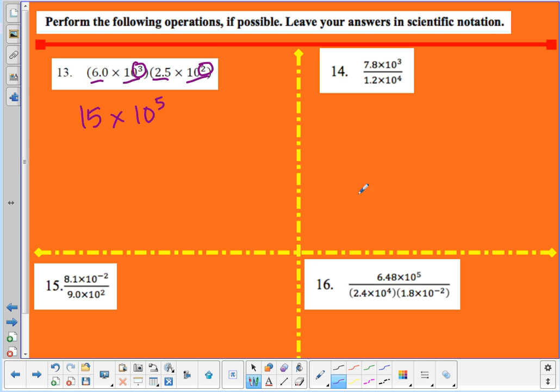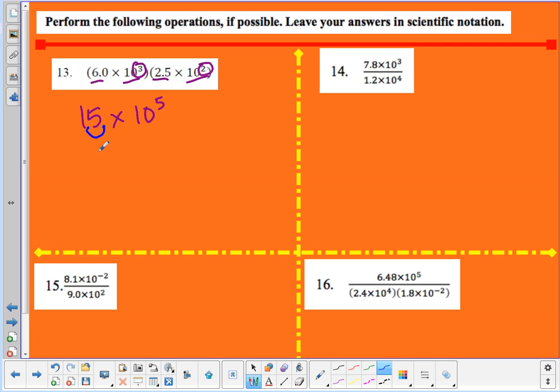Now, here's where we have a slight problem. 15 is bigger than 10. I cannot leave it like that. That is technically not scientific notation. Right now the decimal point is right here. I need it to be right there. So I need to take away, or in other words, divide out a factor of 10.